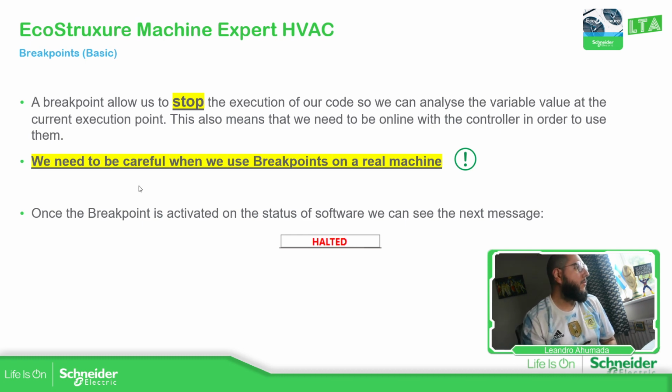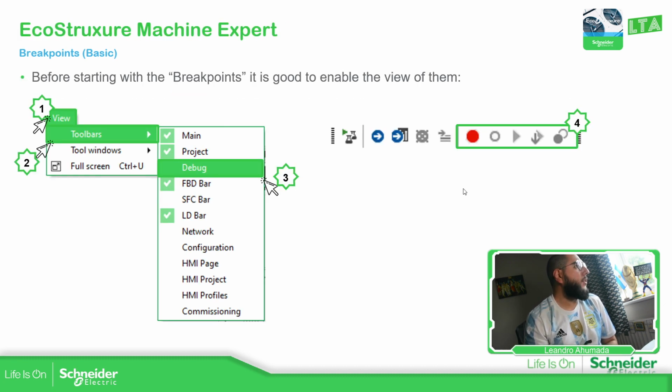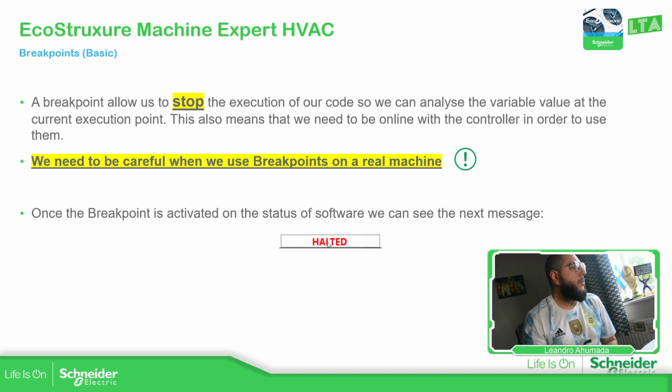One of the things we need to advise is that if you are working on a real machine, you need to be very careful when using a breakpoint, because it just stops the program. Once we activate the breakpoint and the code runs over it, it just holds the PLC, and you will see this message over here.